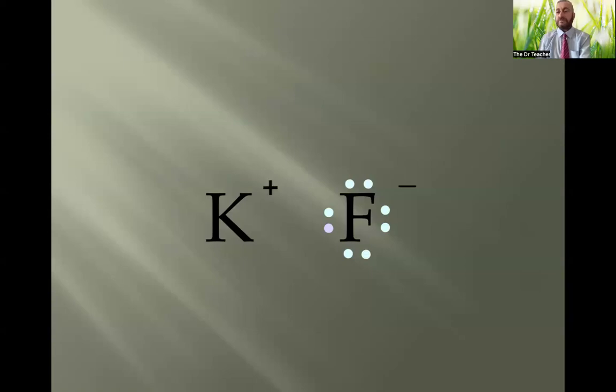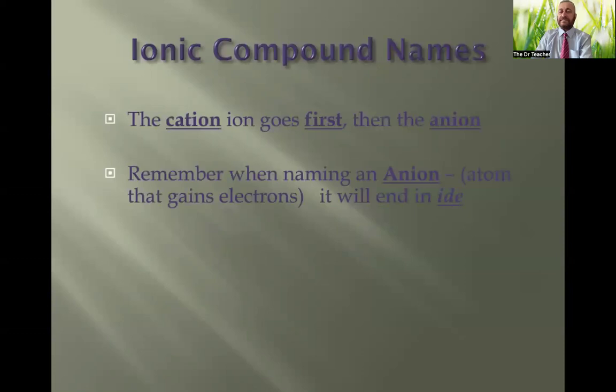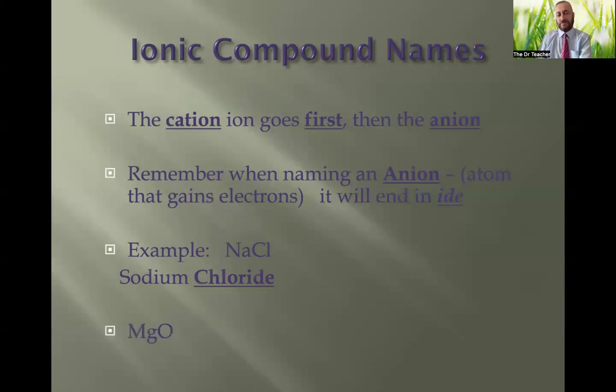So now potassium lost an electron, +1. Fluorine gained an electron, -1. In ionic compounds' names, the cation goes first and then the anion. So remember, when naming an ion that gained an electron, it will end with "ide." So now you have NaCl, so first we name the sodium and then the chlor. Sodium as it is, but the chlor becomes chloride: sodium chloride. MgO, magnesium oxide.